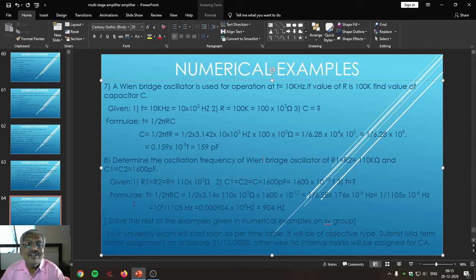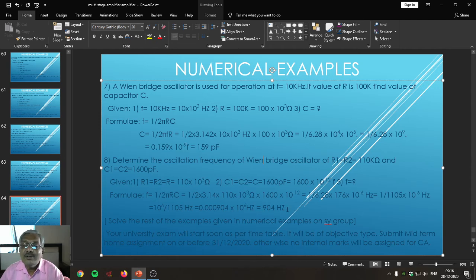Friends, the formula used remains the same, that is F is equal to 1 upon twice pi RC. Put the value 1 upon 2 into 3.14 into 110 into 10 raised to 3 into 1600 into 10 raised to minus 12. That comes to be 1 upon 6.28 into 176 into 10 raised to minus 6. If you take that 1 upon 1105 into 10 raised to minus 6, take 10 raised to 6 to the numerator, so as to get 10 raised to 6 upon 1105, that comes to be 0.0000904 into 10 raised to 6 hertz, that is 904 hertz.